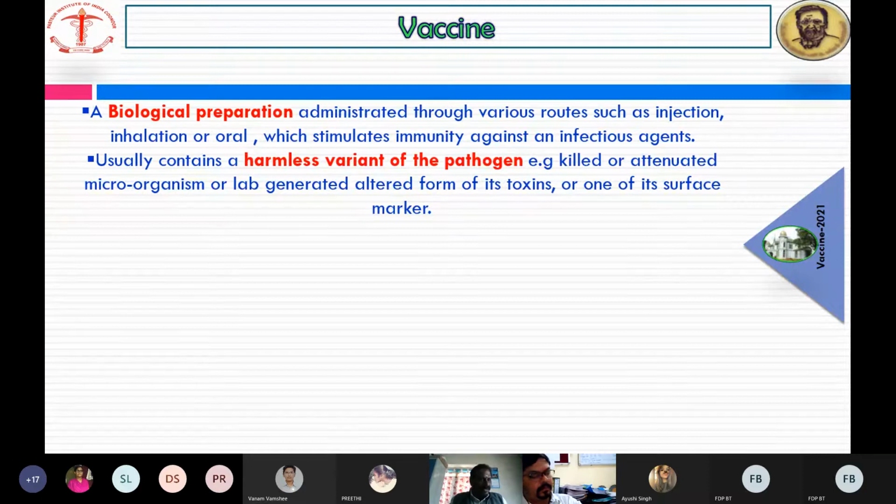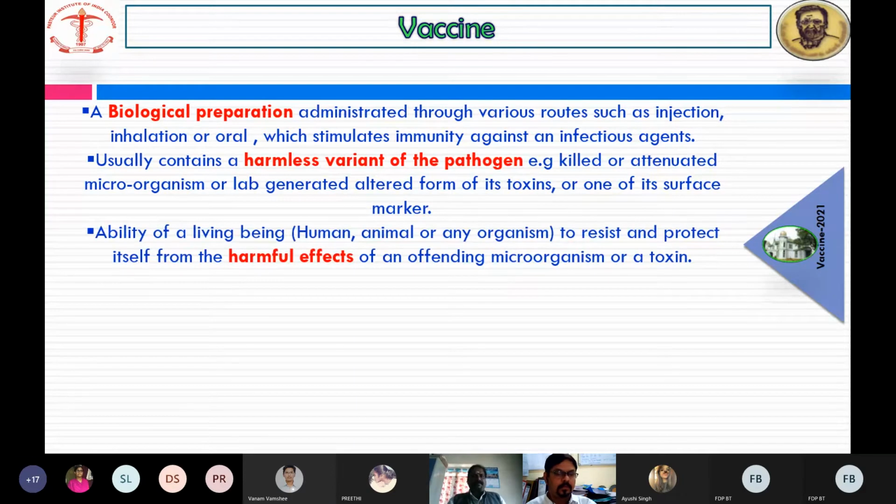So what is meant by toxin? A toxin is something that is able to cause pathogenicity. That toxin is altered by a method such as killing, attenuation, or heat inactivation.